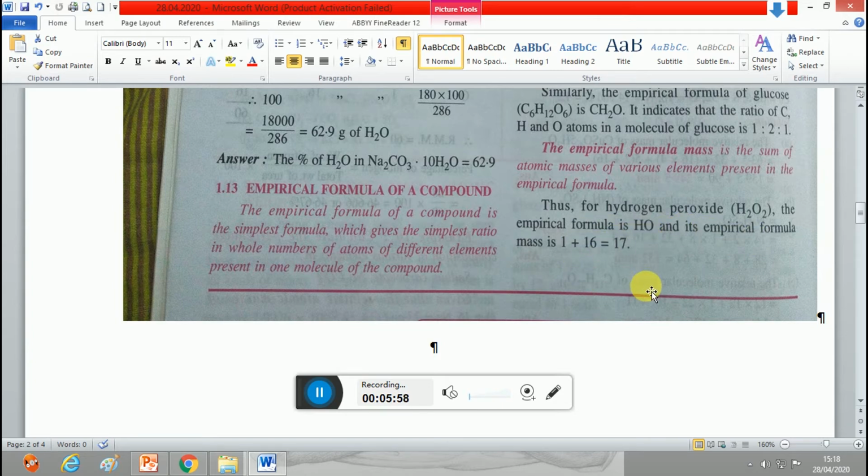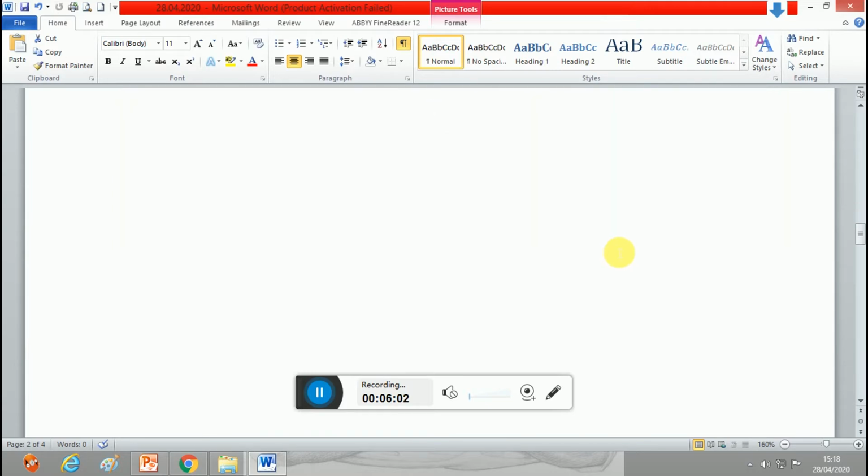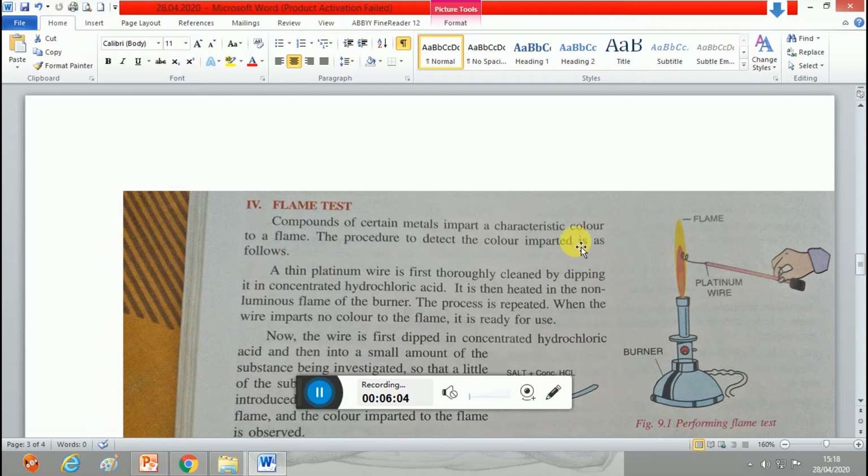Now another most important topic is the flame test. This year the council set one question regarding this flame test. These are important terms.